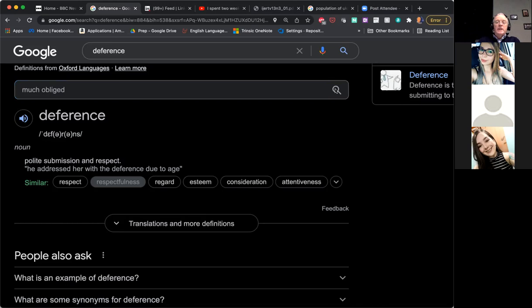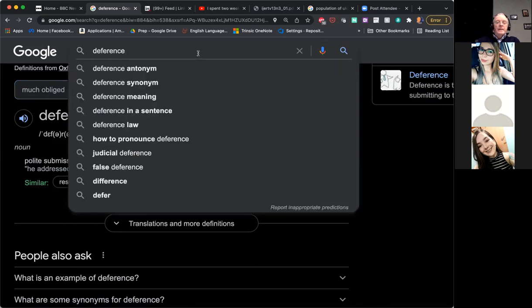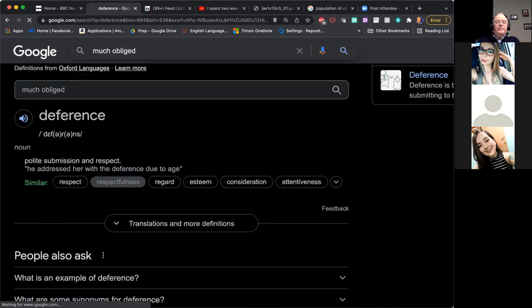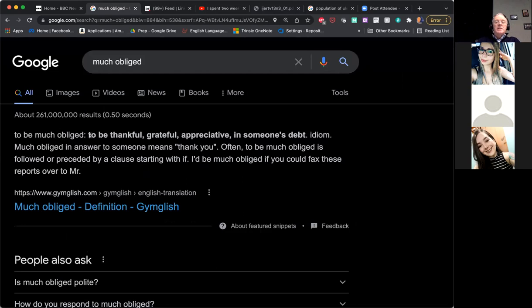Right, let's just look it up now. Let's see what the web says. To be much obliged is to be thankful, grateful, appreciative, in someone's debt. Idiom: much obliged in answer to someone means thank you. Often to be much obliged is followed or preceded by a clause starting with if. I'd be much obliged if you could fax me the reports. So it's a good term to know so that you know how to be thankful. You would use it in speech. You wouldn't write it down typically. You could do it in a text, a WhatsApp or something. You could say, oh, much obliged.